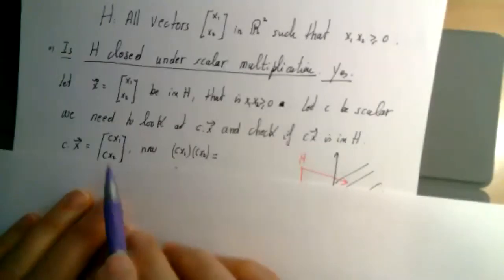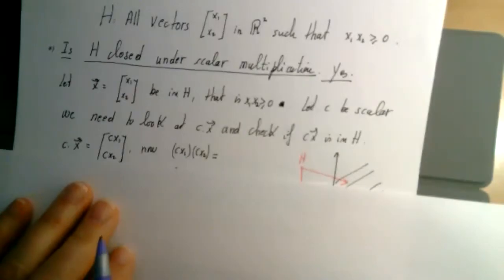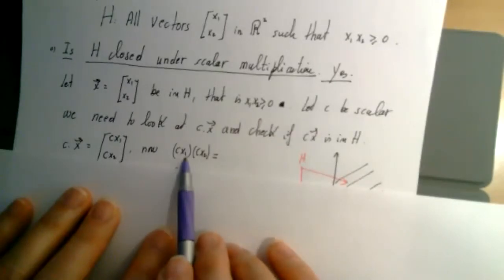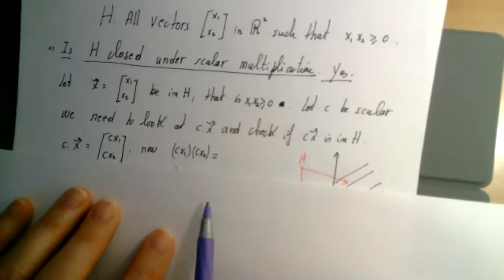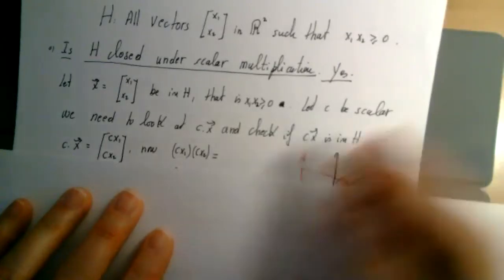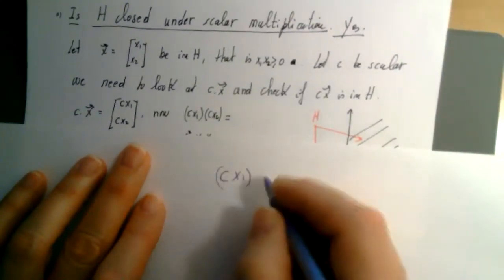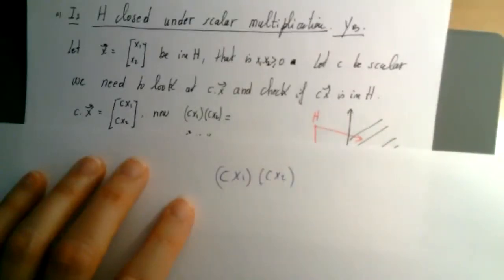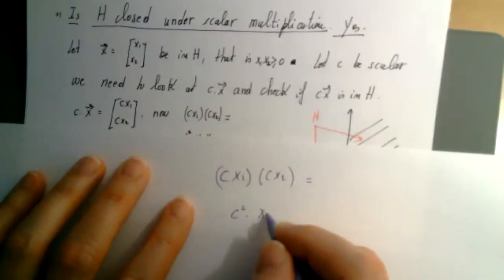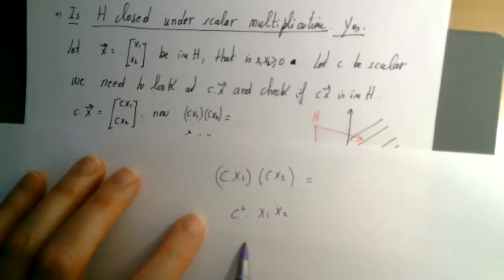So now this new vector, will it satisfy the condition that its first component multiplied by its second component is positive? Let's see. I took the first component multiplied by the second. Is this a positive number? And why? Okay, let's multiply them. This is Cx1 and this is Cx2. If I multiply them, I get C squared times x1, x2. Is this a positive number?